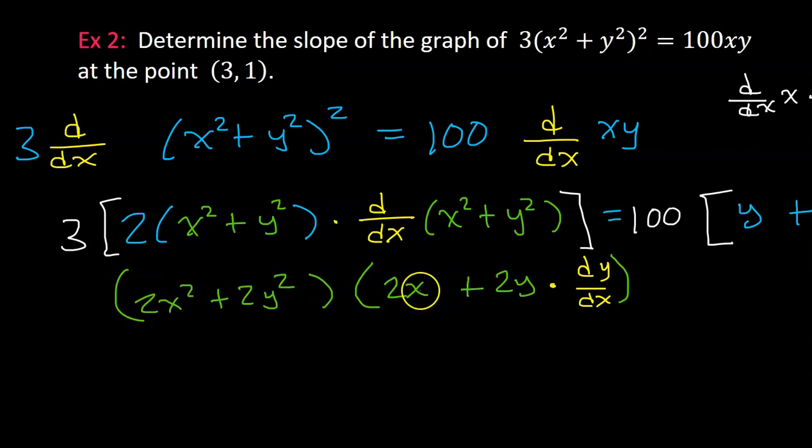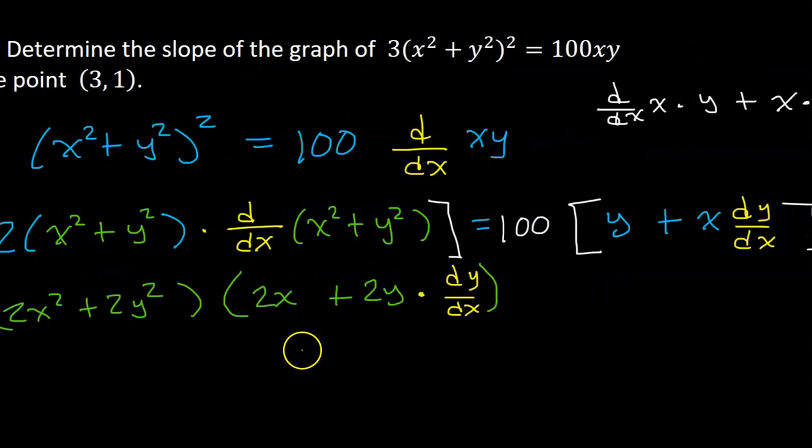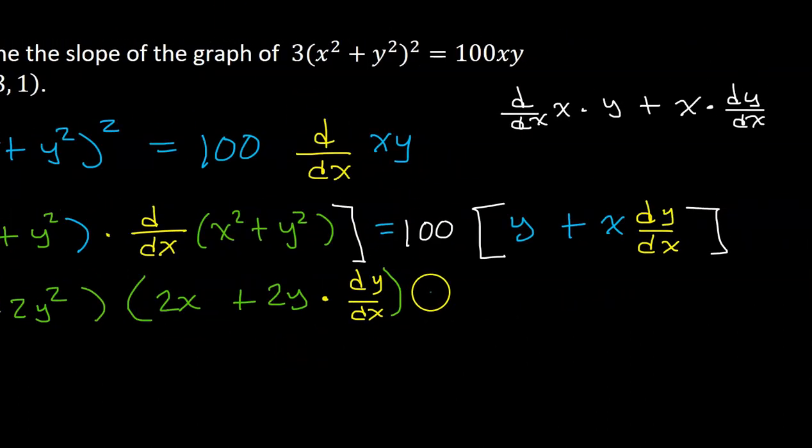All right, and I still have this 3 out in front. Don't forget about that. All right, what's going on with the right-hand side of the equation? Let's check that out some more. Well, I guess I could just distribute this 100. So that's going to give us 100y plus, sorry, plus 100x dy dx.